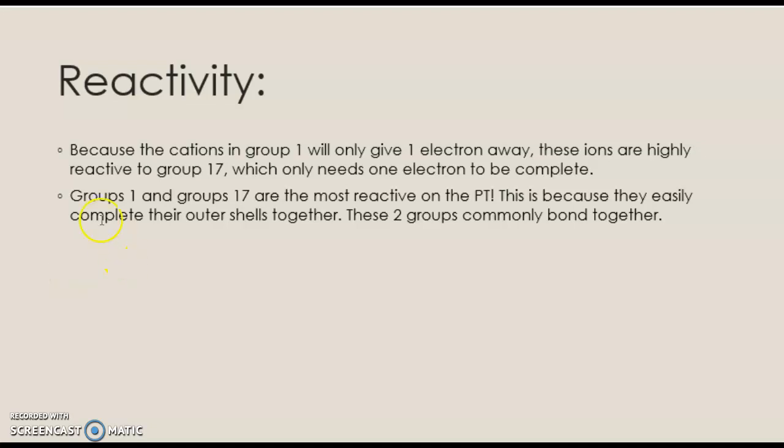Now, again, reactivity, we already touched on this, but because the cations in group 1 will only give 1 electron away, they are highly reactive to group 17, which only needs 1. So groups 1 and 17 are the most reactive elements on the periodic table.